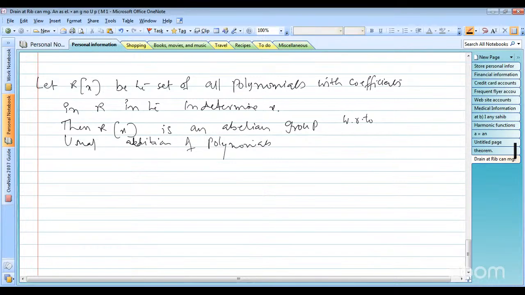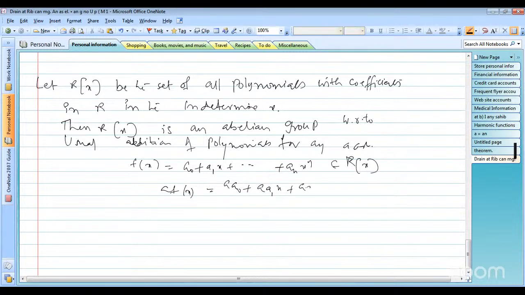For any a belongs to R and any polynomial a(x) in R[x], where a(x) = a0 + a1x + a2x^2 + a3x^3 + a4x^4 and so on, the abelian group conditions are satisfied. So these conditions are satisfied, and therefore R[x] is a module. One definition.